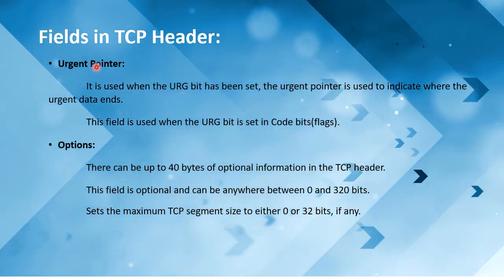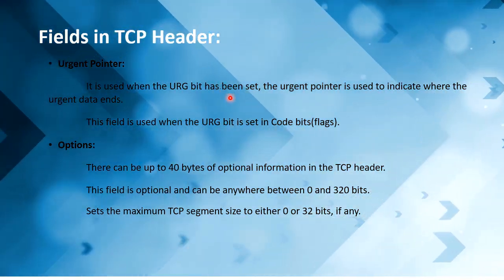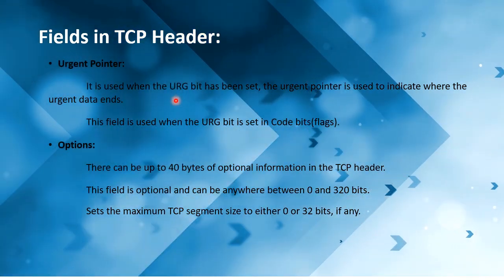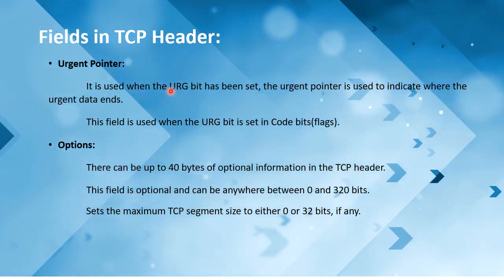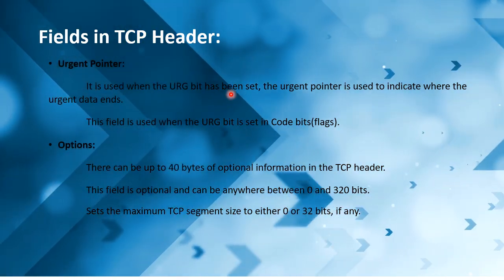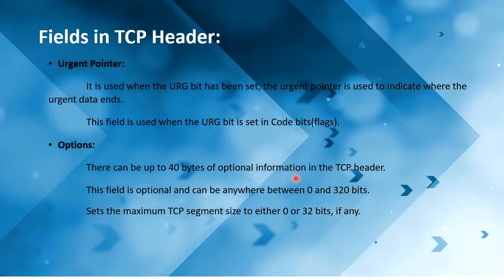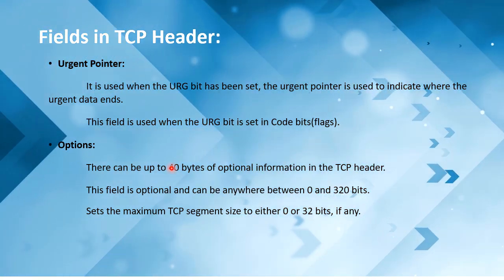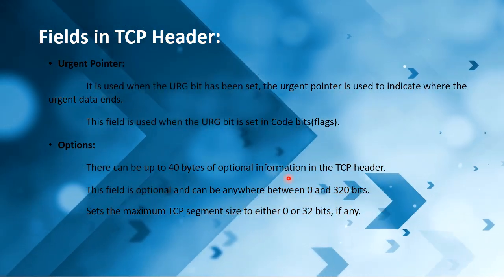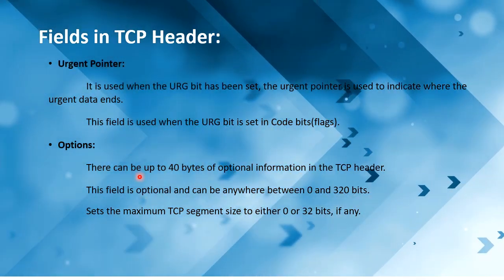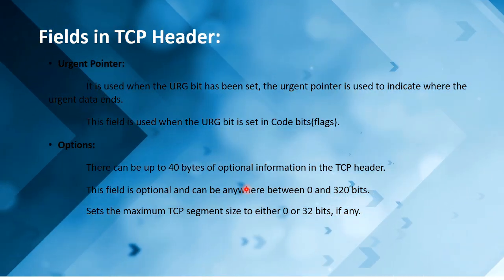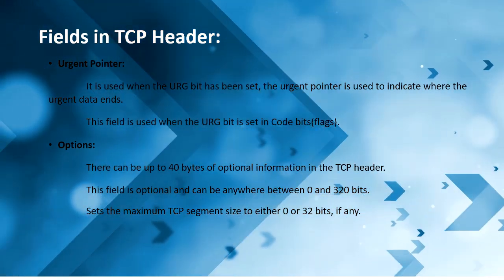And urgent pointer: if you want to send the data immediately, then the urgent bit should be set to 1, and only then will the urgent pointer be enabled. Otherwise, it won't send the data immediately. Options field: it varies up to 40 bytes because the TCP header varies from 20 to 60 bytes. So the minimum is 20 bytes, and this option field can vary. This is 0 or 32-bit information.